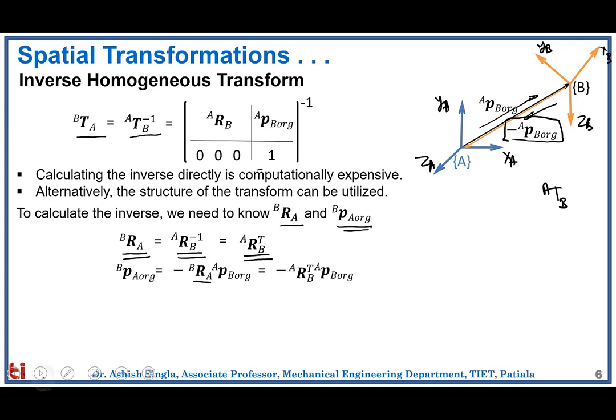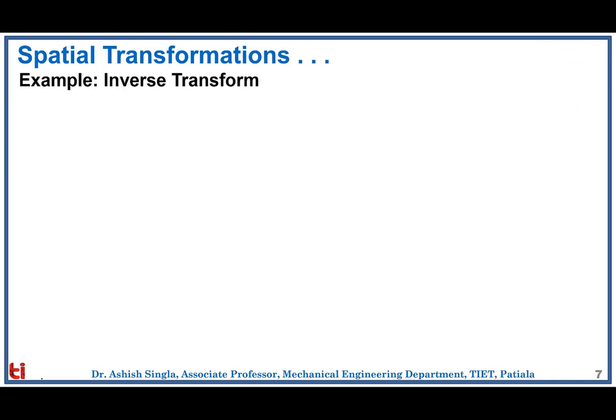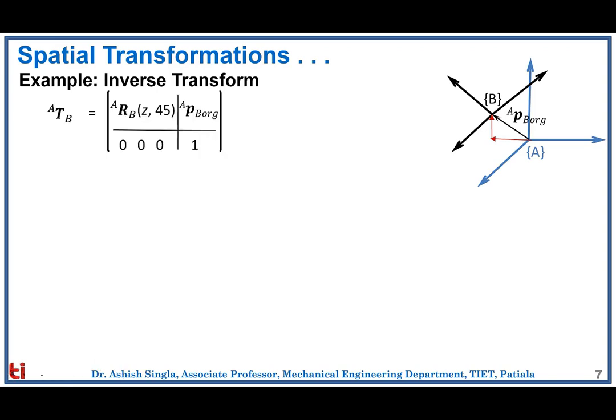So we can now plug in these values. These two values we have already calculated. We can plug them in and calculate the inverse using the information we already have from the original transform. Let's take one example on the inverse transform. We will revisit the same example, where the description of frame B with respect to frame A is known to us, but we are interested in finding its inverse.